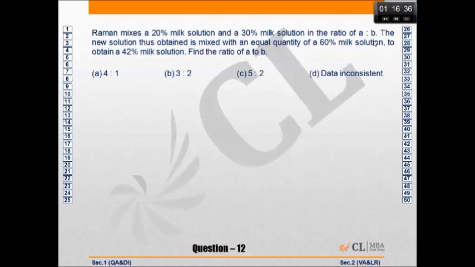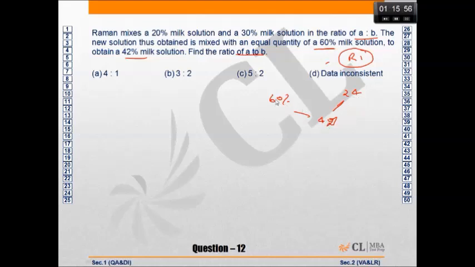Raman mixes a 20% milk solution and a 30% milk solution in the ratio A is to B. The new solution thus obtained is mixed with an equal quantity of 60% milk solution to obtain a 42% milk solution. Find the ratio of A is to B. Round 1 question, because mixture percentage is something I am comfortable with. He is mixing an equal quantity of 60% solution to get 42. So if this is 60% and the average is 42%, and they are equal quantities, this should be 18 above, so 18 below is 24. 24 plus 18 is 42.